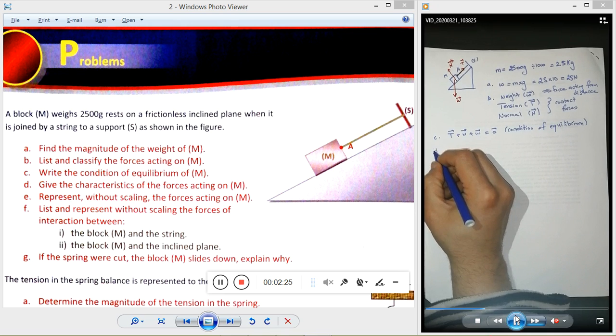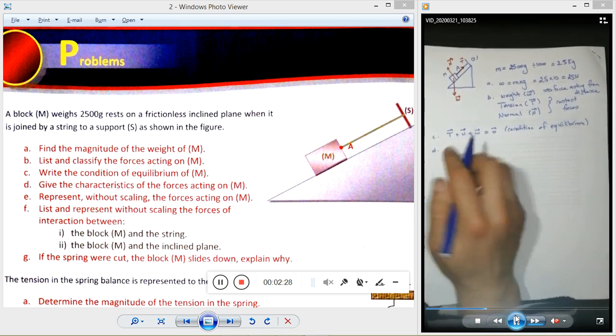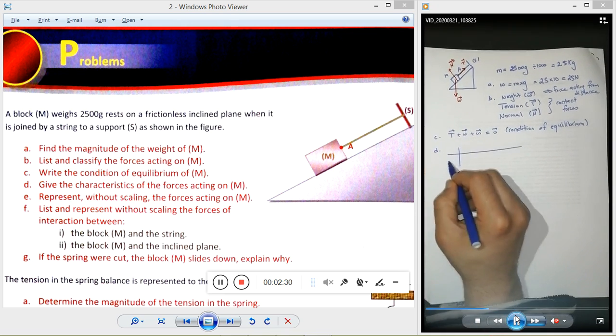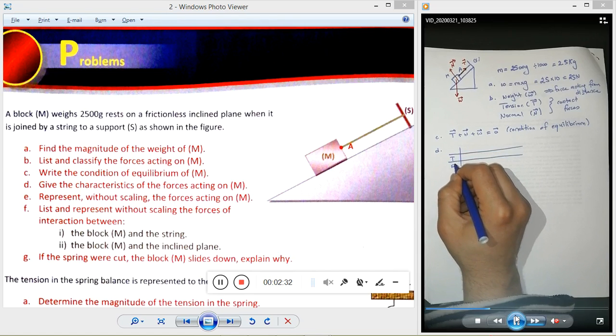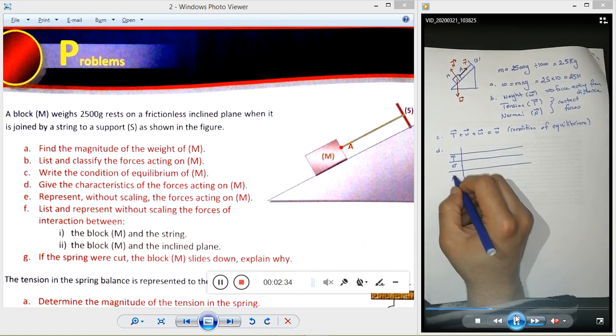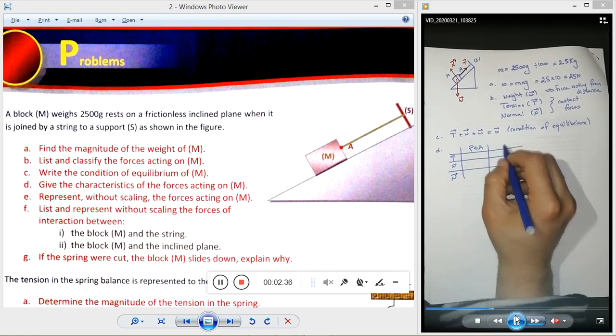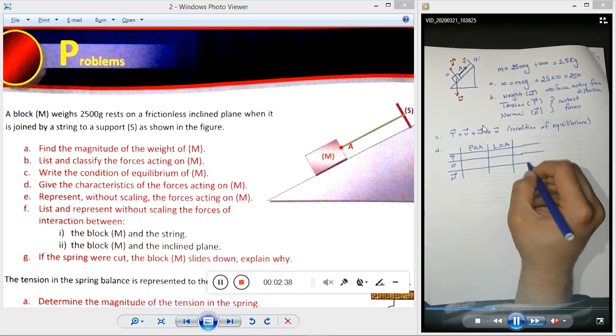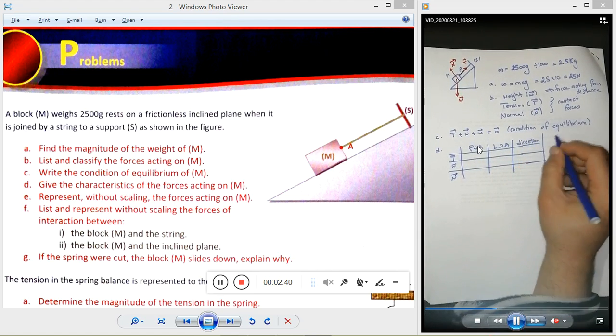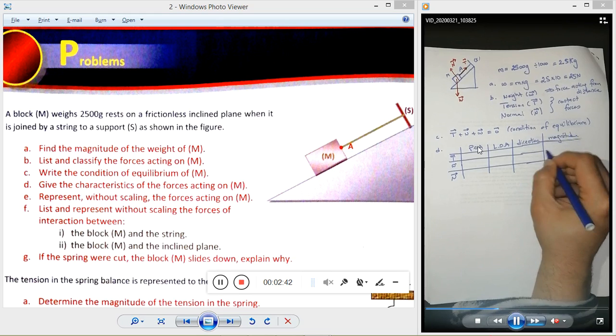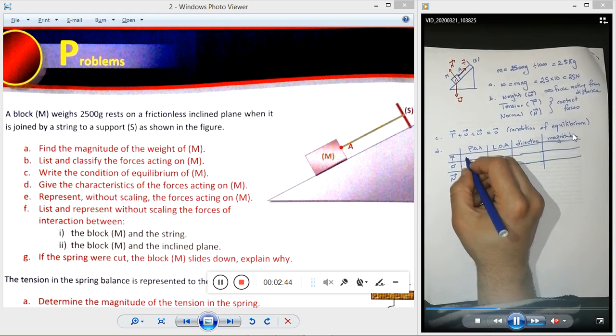Part D gives the characteristics of the forces. I'll just draw the table between the three forces, the tension, weight, and the normal vector. Okay, the four characteristics are the point of application. I just abbreviated the point of application. You should not do that in the exam. Line of action, direction, and magnitude.